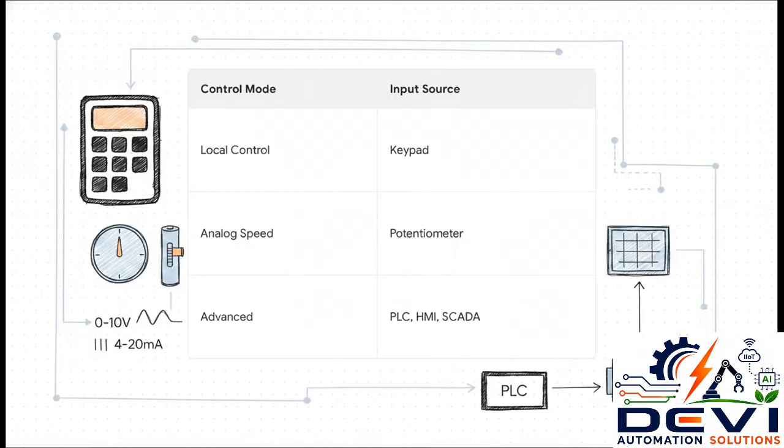So how do we actually tell the drive how fast we want it to go? That's where speed control parameters come in. You can set it to local control, meaning an operator just pushes buttons right on the VFD keypad. Or you step it up to analog control, using an external dial or potentiometer, running on 0 to 10 volts or 4 to 20 milliamps. And for the fully automated systems out there, you can configure the drive to take advanced commands straight from a PLC, an HMI touchscreen, or even a massive SCADA network.